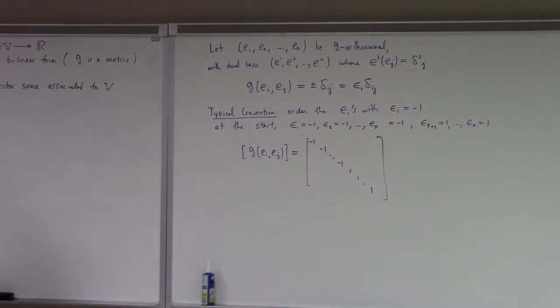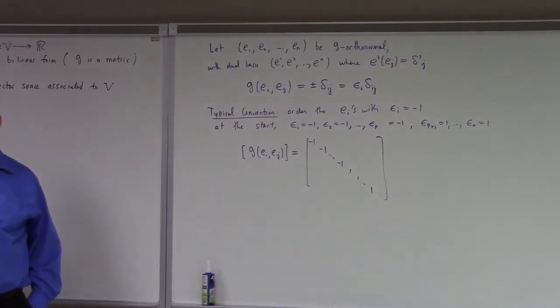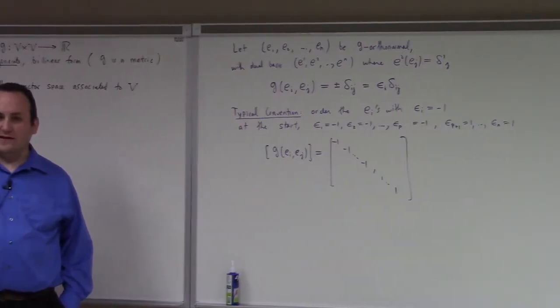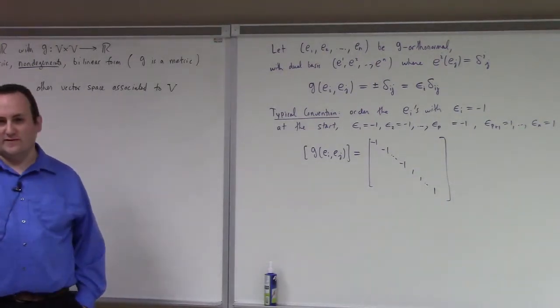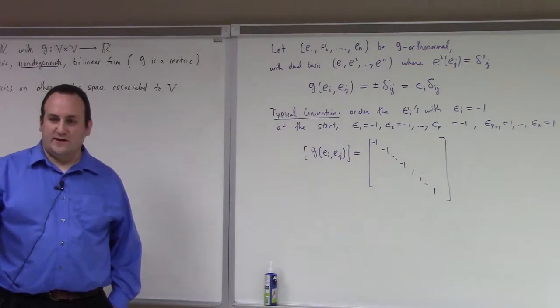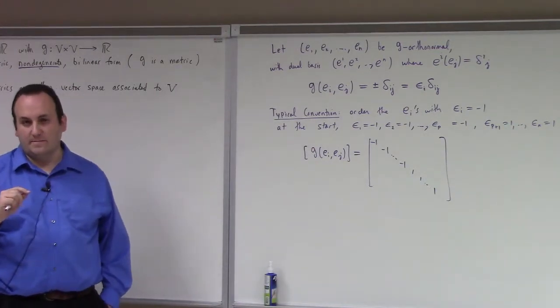Now, one of your homework problems is to show that if you have a symmetric, non-degenerate bilinear form, there in fact exists a basis where the matrix of the bilinear form looks like this. The number of minus 1s is an invariant, and so is the number of 1s. You don't have any flexibility over that. You're stuck with that. Of course, more generally there'd also be zeros, but this is non-degenerate.